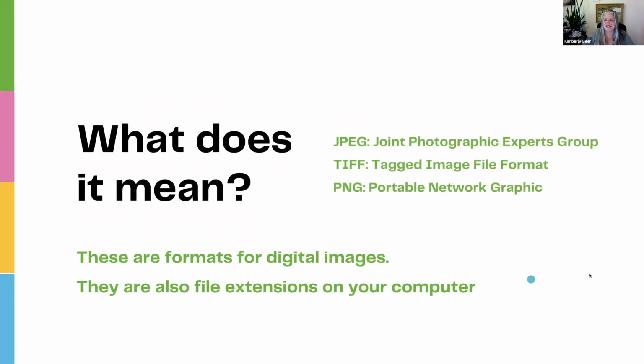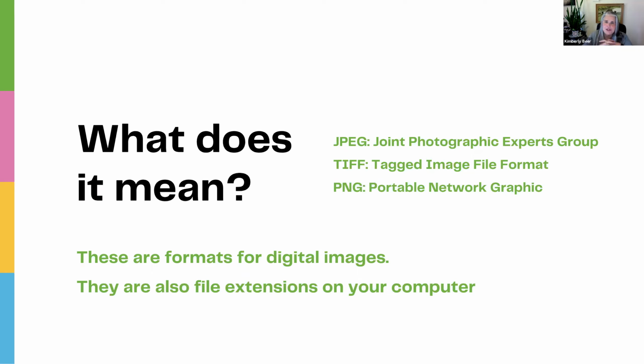All right. So what does it mean when somebody asks you for one of these file formats? That's what they are, they're formats for digital images. They're also file extensions on your computer. So you'll have something like img_2809.jpg or .jpeg or .tiff or .png or whatever. We're going to talk about some extra ones besides these three, but these three tend to be the most popular ones, and for a very good reason.